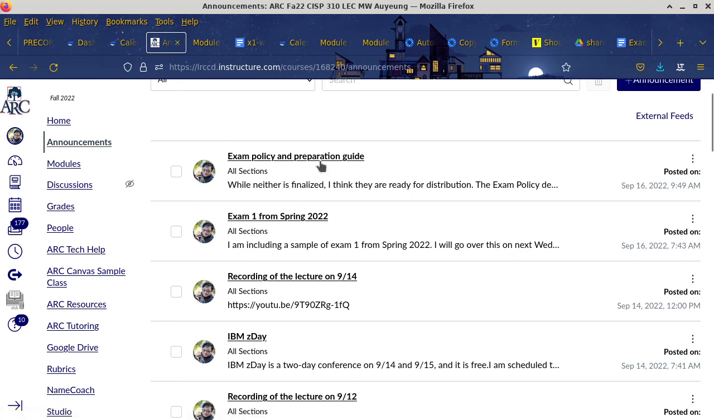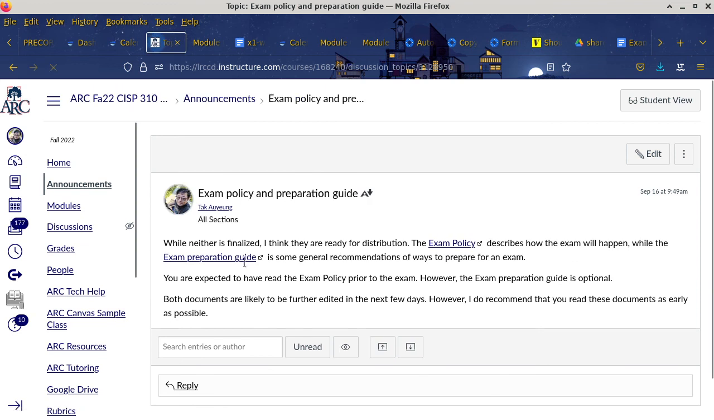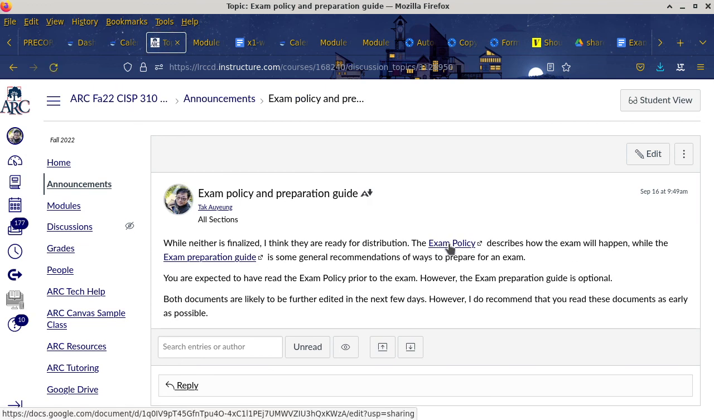The other thing that I think is also important is these two. Exam policy, you have to read. Okay, I'm going to make the assumption that everybody would have read the exam policy before our exam. The other one, which is the preparation guide, is optional. Okay, if you say I know how to study for exams already, I know how to take an exam already, I don't need this, that's fine. Okay, you don't have to read it.